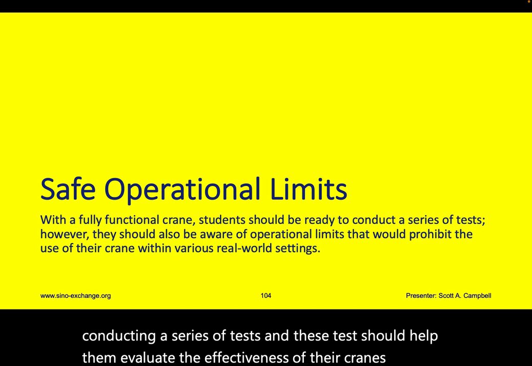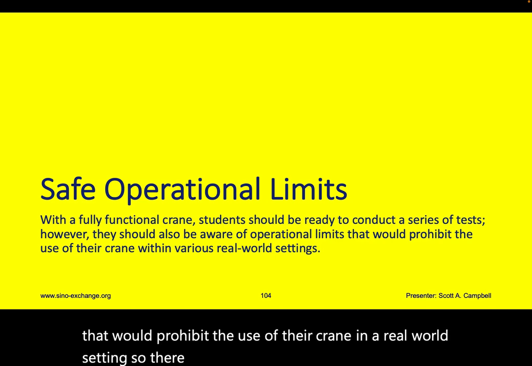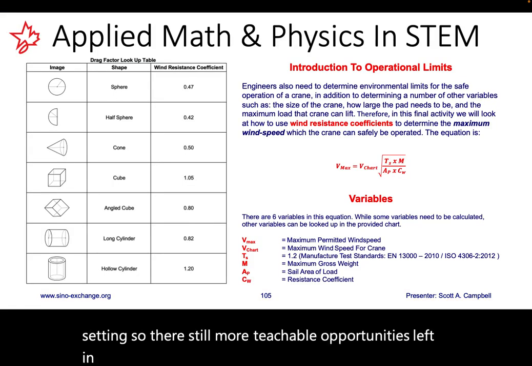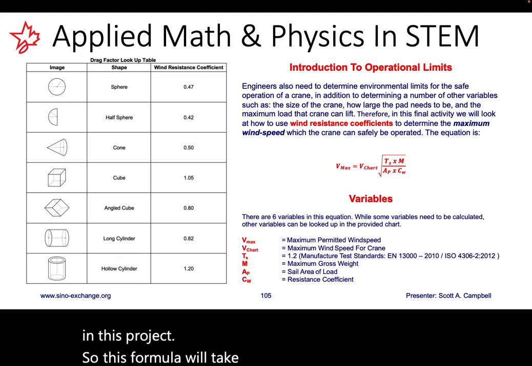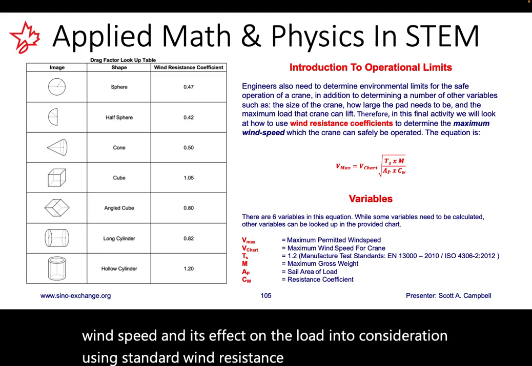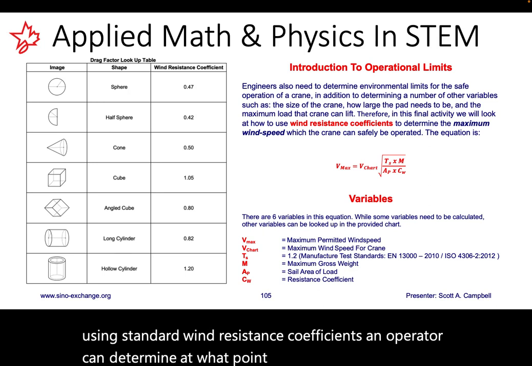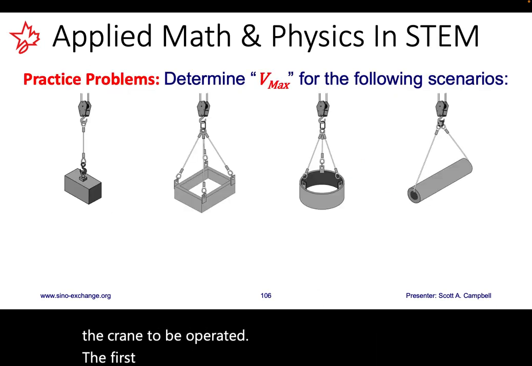However, they should be aware of operational limits that would prohibit the use of their crane in a real-world setting. So there's still more teachable opportunities left in this project. So this formula will take environmental factors such as wind speed and its effect on the load into consideration. Using standard wind resistance coefficients, an operator can determine at what point it will no longer be safe for the crane to be operated.